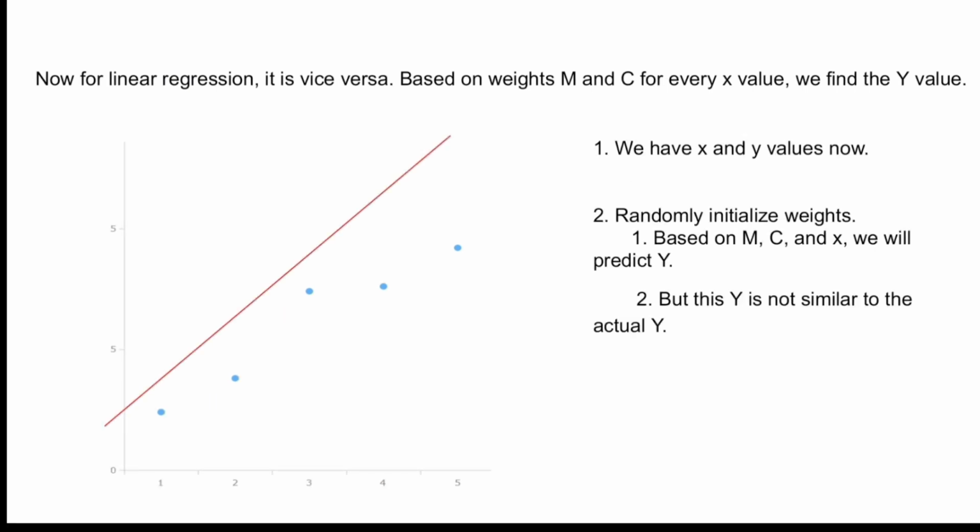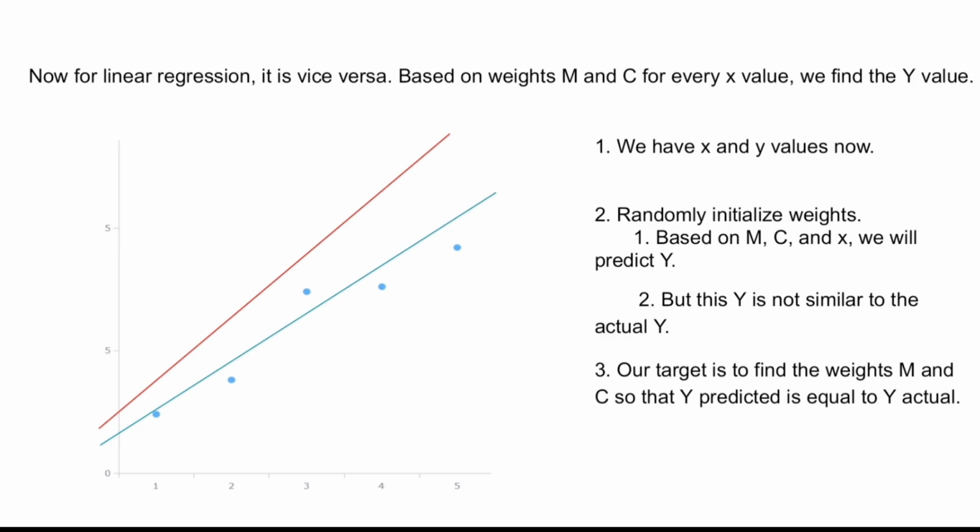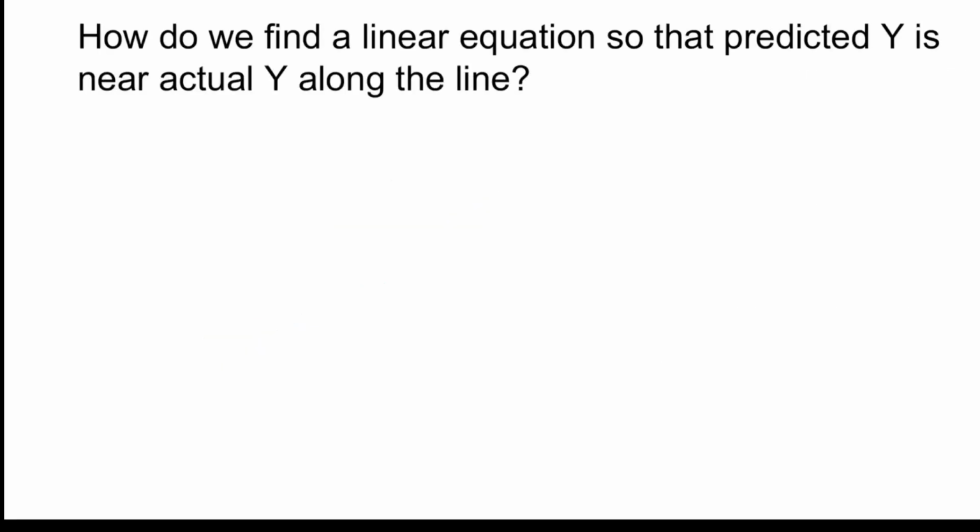First, we randomly initialize the m and c values. Here we have one line, and you can see it's not correct. Still, we can optimize the line. Now this green line is looking perfect, this is what we are looking for. So how can we get this? How do we find a linear equation so that predicted y is near actual y along the line?